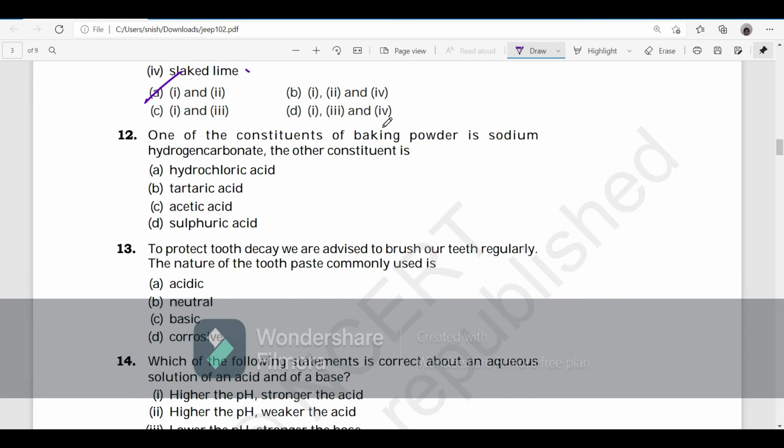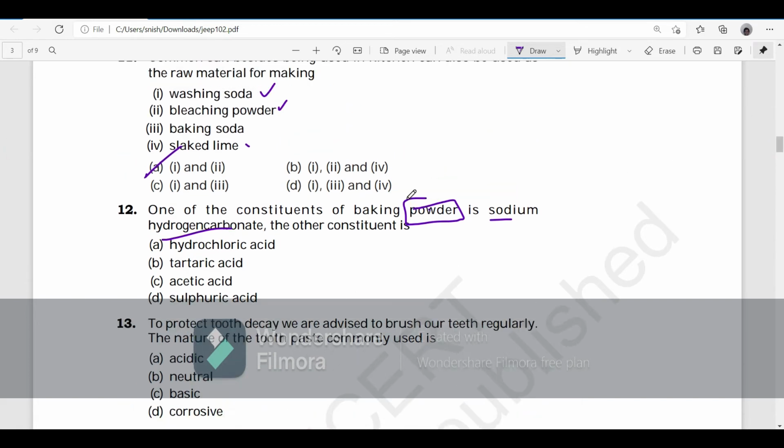One of the constituents of baking powder is sodium hydrogen carbonate. Then the other constituent will be, we know that a mild edible acid is added along with sodium hydrogen carbonate. So henceforth it's tartaric acid.